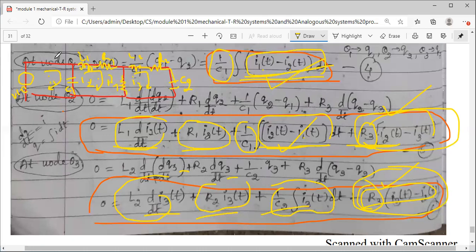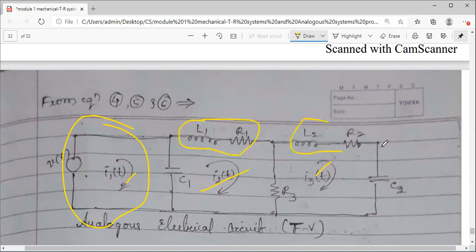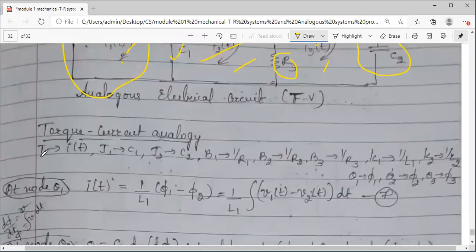So this circuit which I have drawn roughly, you can see it here clearly. You have 3 loops. First loop, you don't have any separate, pure element connected to first loop. You have for second loop L1, R1, for third loop L2, R2 and C2. Shared element, you have C1 for first and second loop, and R3 is the shared element between second and third loop. So this is torque voltage analogy I have drawn. Similarly, you can go for torque current analogy.